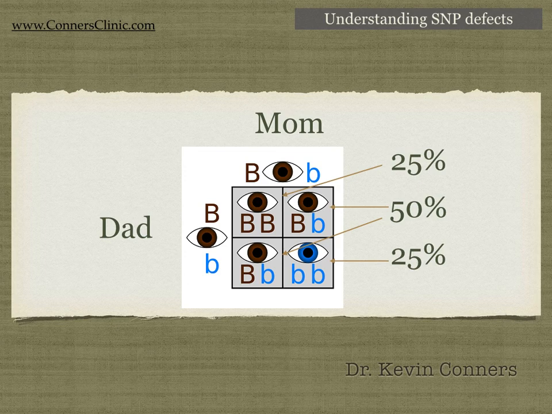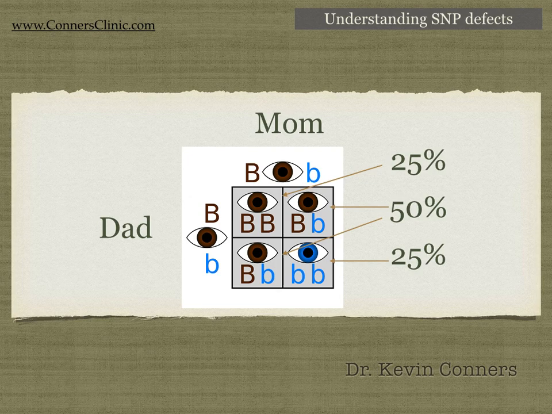And so the child has a 25% chance of being dominant for brown eyes, in this case large B for brown eyes. And they have a 50% chance of being the exact same as mom and dad, dominant for brown eyes and recessive for blue, and thereby having brown eyes. But they have a 25% chance of being small b, or having blue eyes in this case.